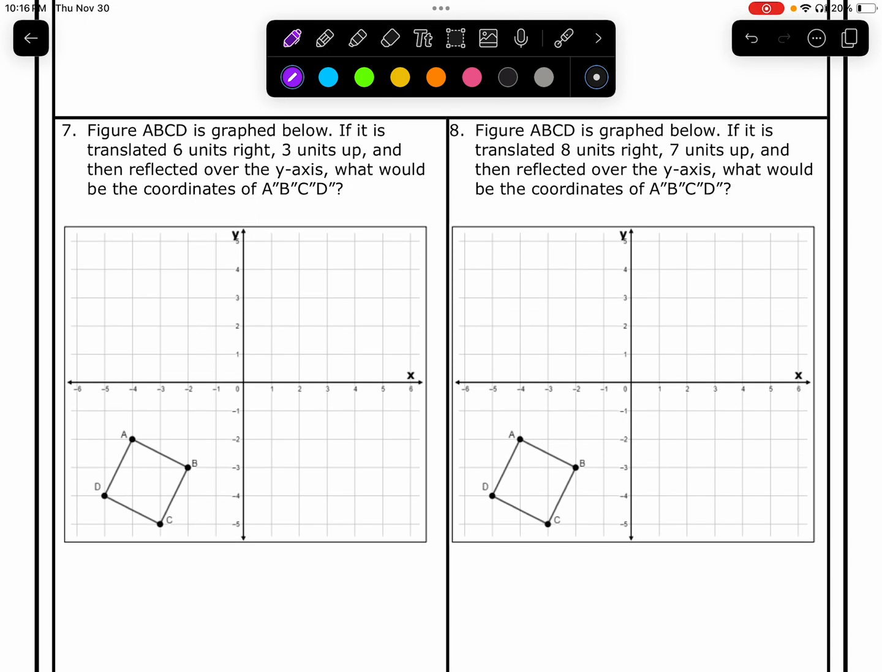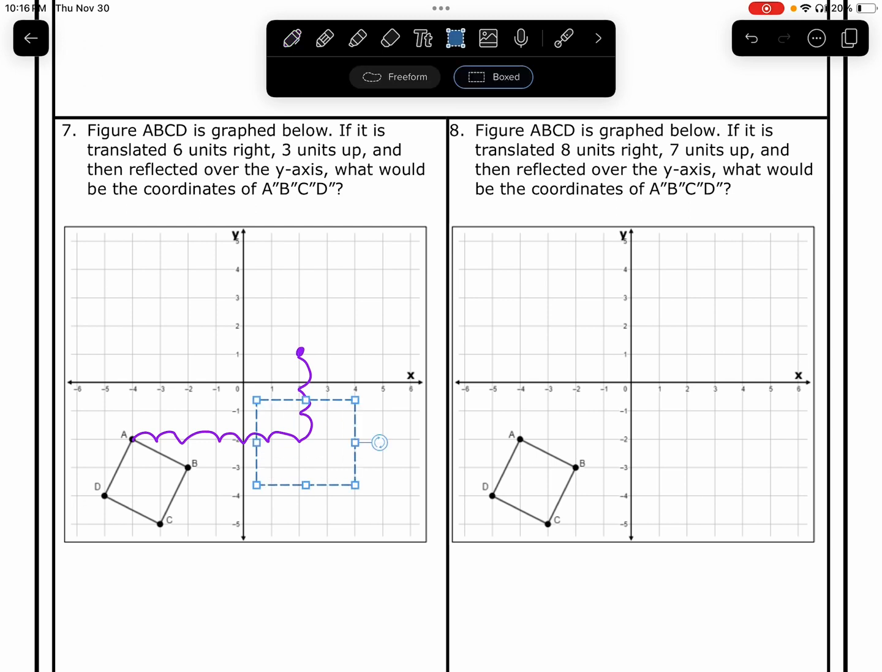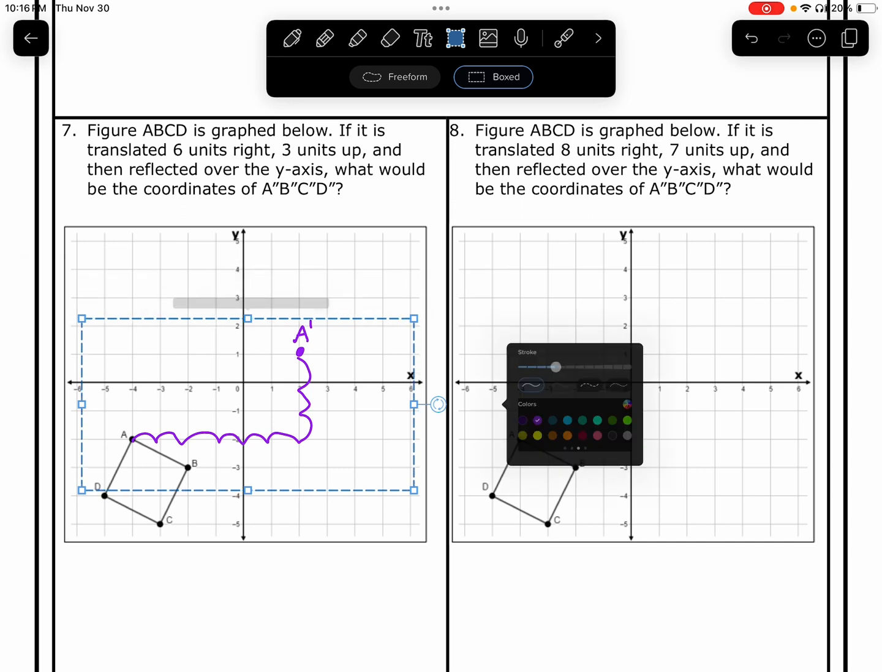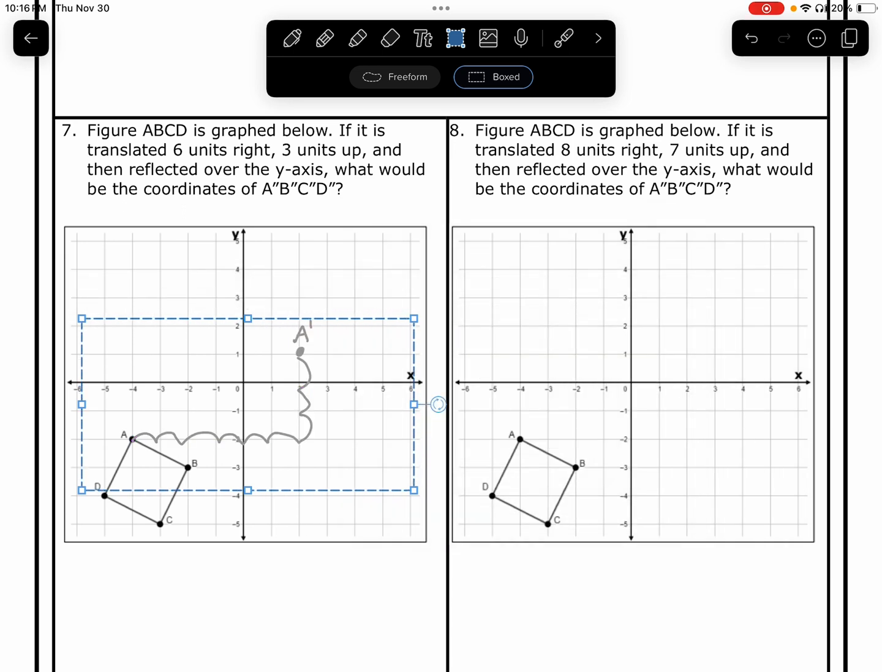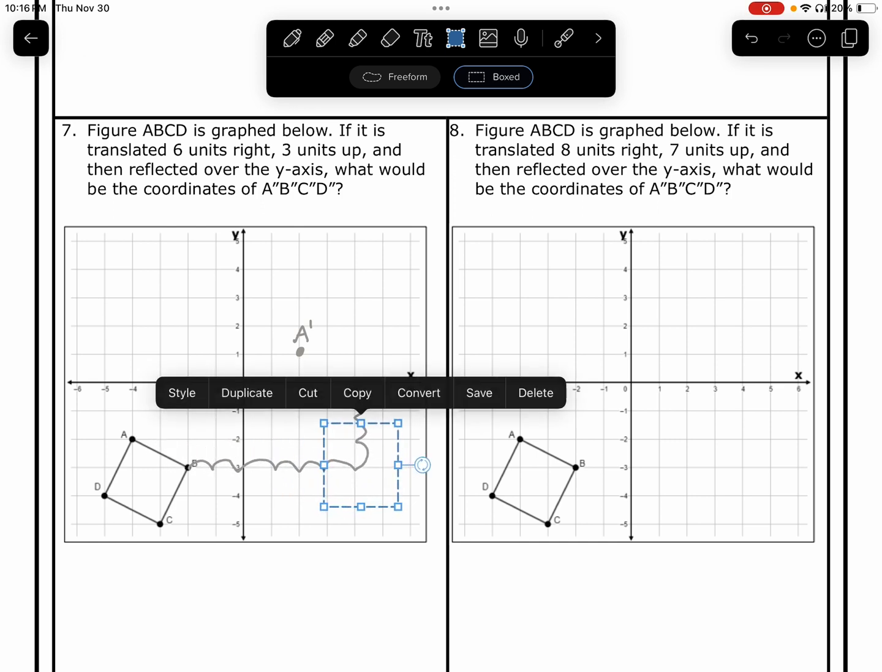Figure ABCD is graphed below. The figure is translated 6 units right and 3 units up. So let's do that. 1, 2, 3, 4, 5, 6. 1, 2, 3. All right, so there's the new point A. Put point A prime there. And I think I'm going to use gray because we have multiple transformations this time. Okay, so I'm going to do that for all of them.